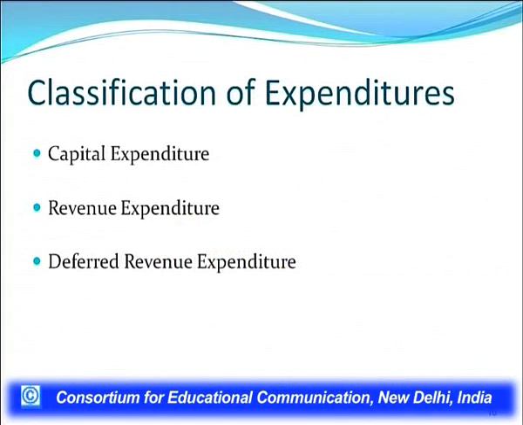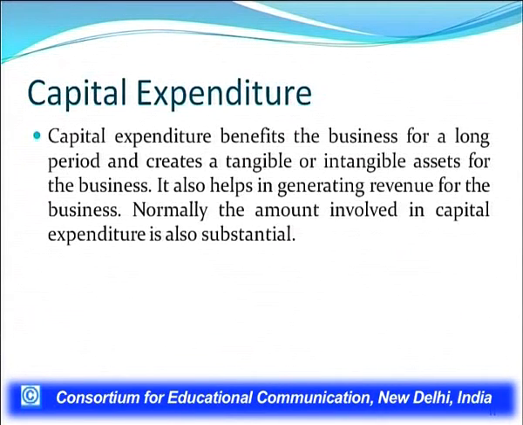Now, I would like to discuss expenditure, because this expenditure part is very important. Many types of expenses are incurred by the firm in the business. Expenses or expenditures are the amount incurred by the firm to earn revenue or for any other purpose. So, these expenditures may be classified into three categories: capital expenditure, revenue expenditure and deferred revenue expenditure. So, first we would like to discuss the capital expenditure.